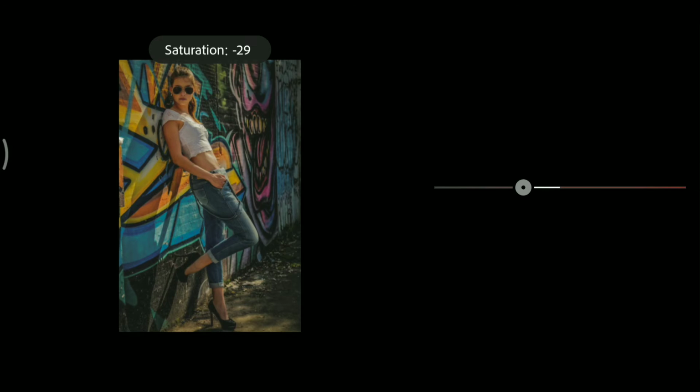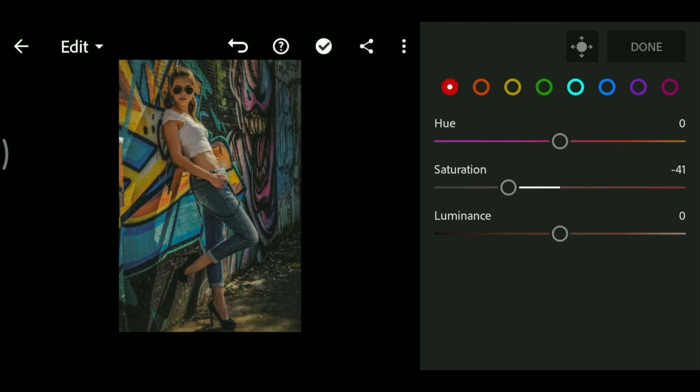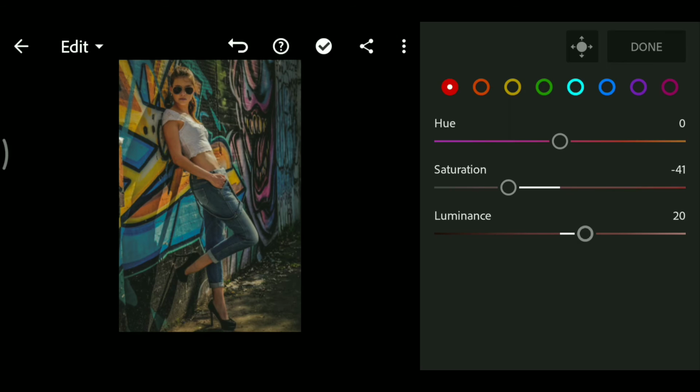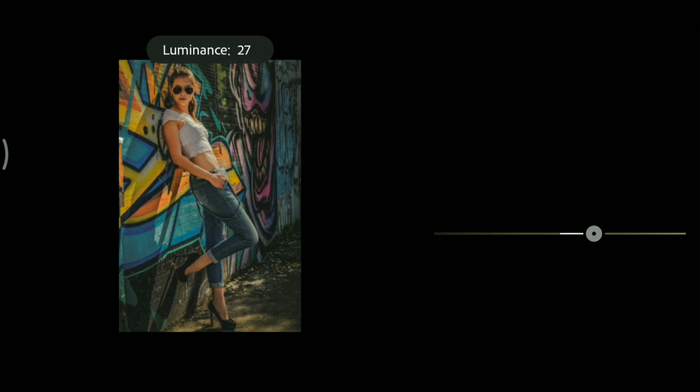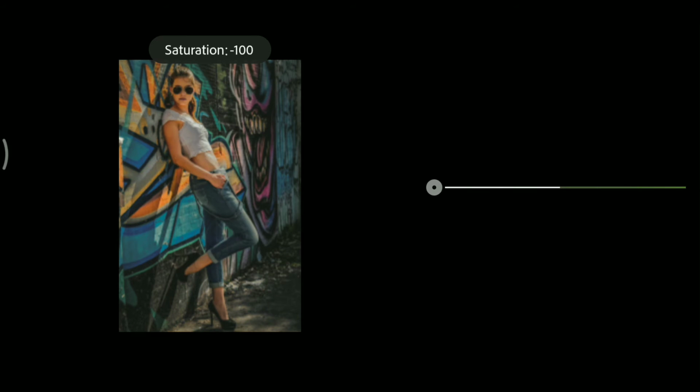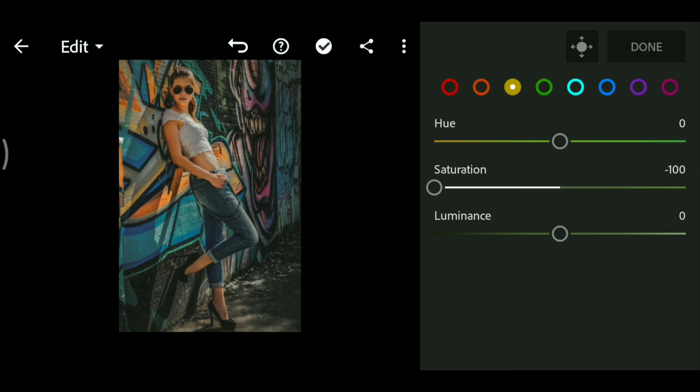Red, hue 0, saturation -40, luminance 20. Orange, hue 0, saturation 7, luminance 30. Yellow, hue 0, saturation -99, luminance 0.